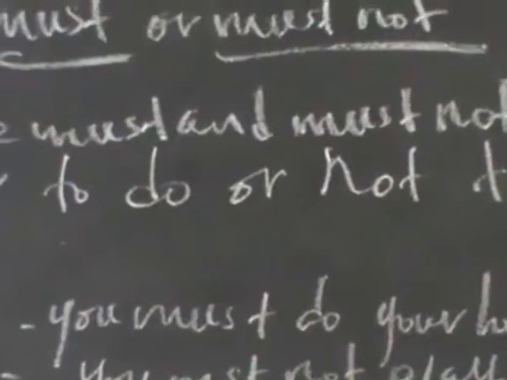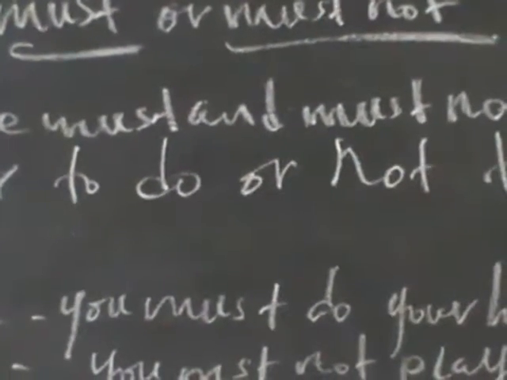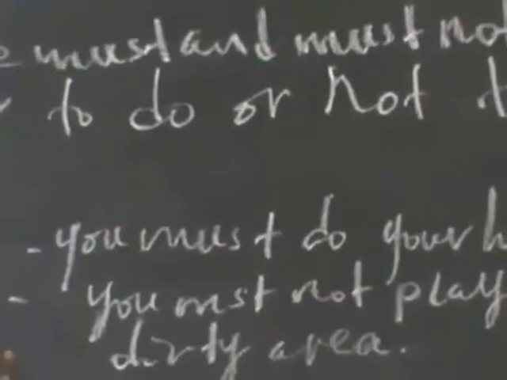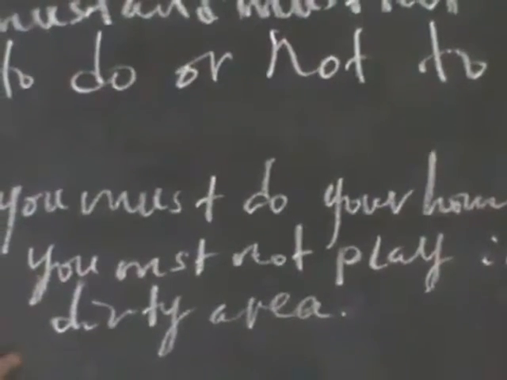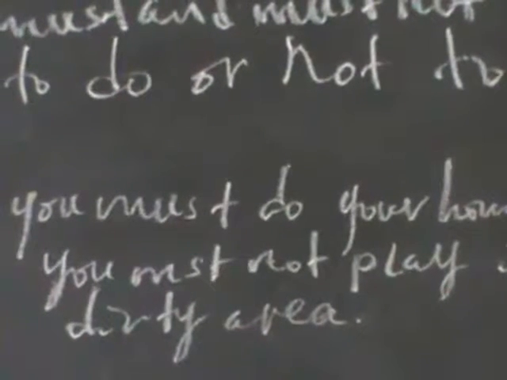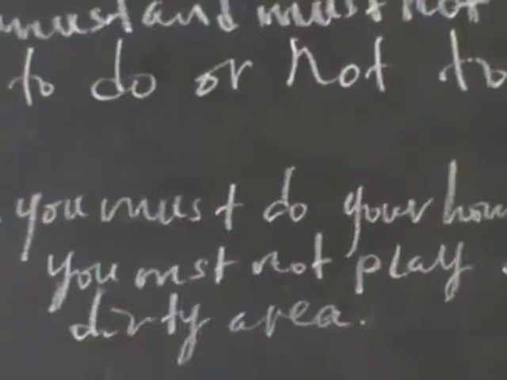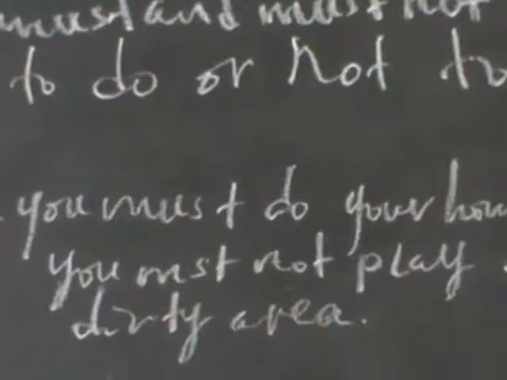You must do your homework, be strong. But you must not play in the dirty area. So we use "must" and "must not" to give orders to do things or not to do things.